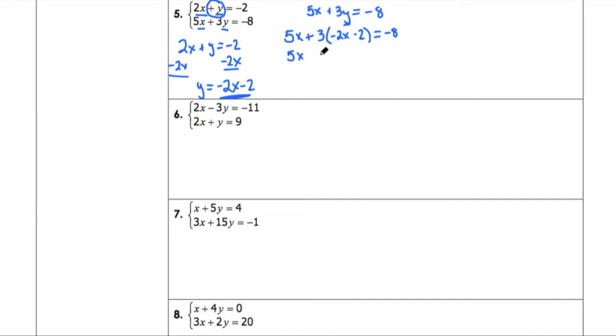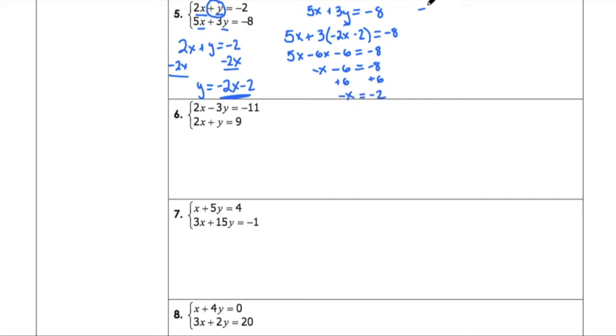So 5x plus, oops, it's going to be a minus, because we have 3 times negative 2 is negative 6x. 3 times negative 2, negative 6. Okay, and then equals negative 8 on the other side. Okay, let's combine like terms. We've got 5x minus 6x is negative x, minus 6 equals negative 8. We'll add 6 to both sides. Negative x is equal to negative 2.